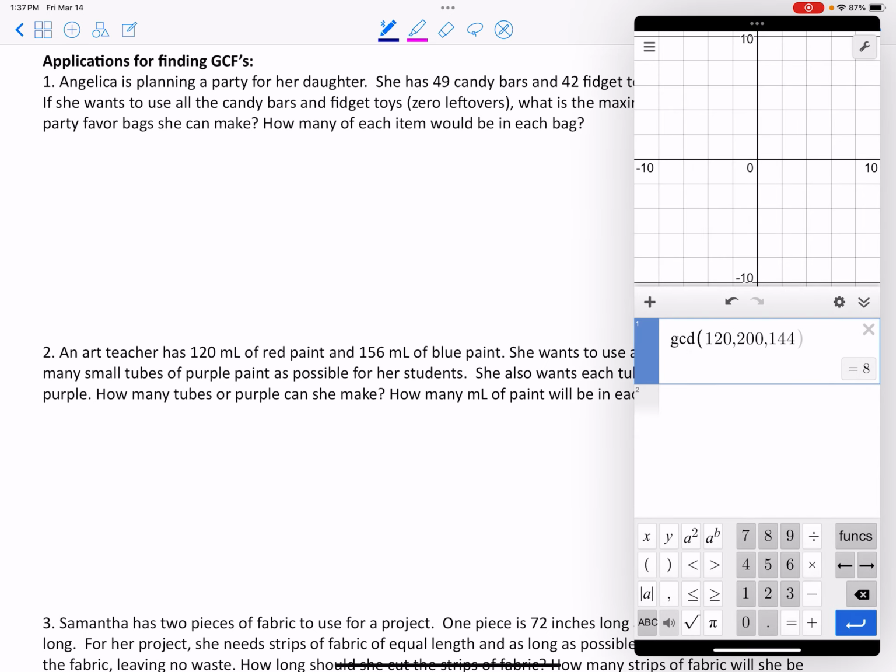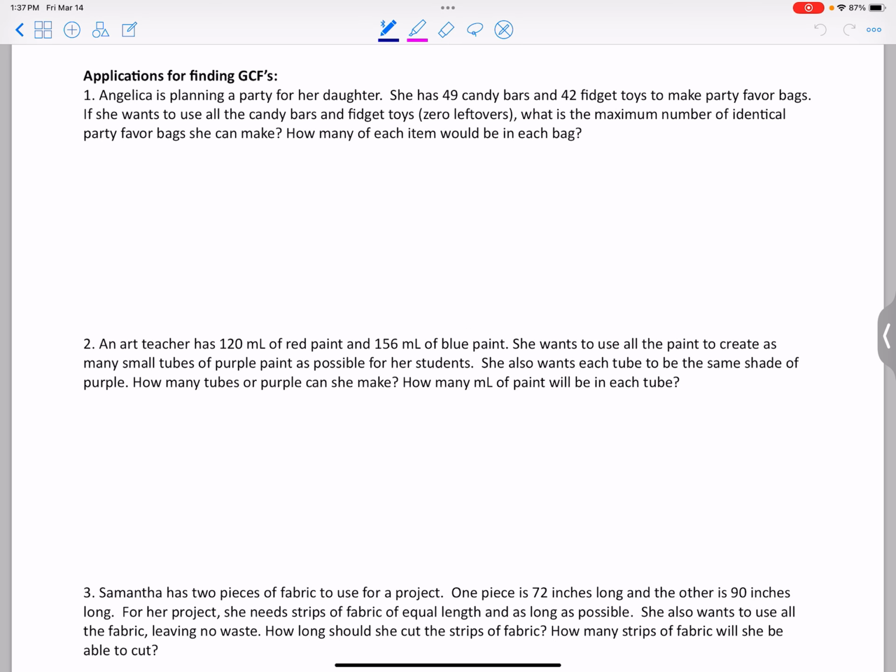And I'm going to use the calculator because I have it. Let's find the greatest common factor for the two numbers we're looking at here, which is 49 and 42. Again, unless you can see that it's 7, that would be great. So I know that my GCF here for 49 and 42 is going to be 7. What does that mean for this problem? So we can divide these toys and candy bars into 7 equal or identical bags. So we're going to have 7 identical bags, and it says how many of each item is going to be in the bags.